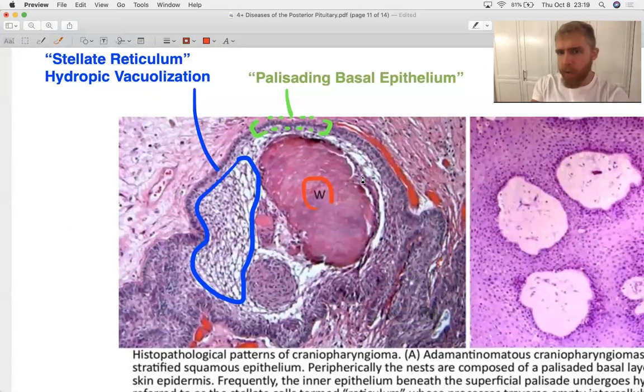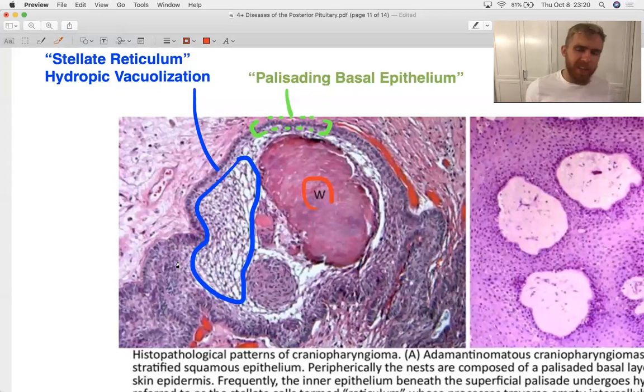So palisading, what does that mean? It means lots of tall columnar cells stacked next to each other like dominoes. So if we look at what I've outlined here in the green, what we're seeing is a bunch of cells stacked right on each other, like a deck of cards almost. That's palisading to me. Now, stellate reticulum.